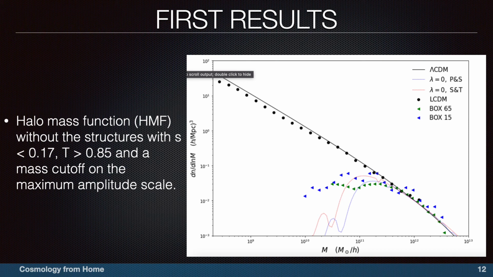So the result of the procedure is this. Here we can see the halo mass function for the CDM case in black and the fuzzy dark matter case with a box size of 15 Mpc in blue and 65 Mpc in gray. In the faint lines, we put as reference the semi-analytical halo mass function of the scalar field dark matter model and the lambda CDM model.